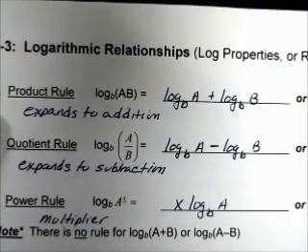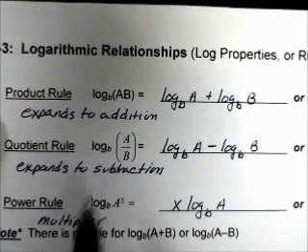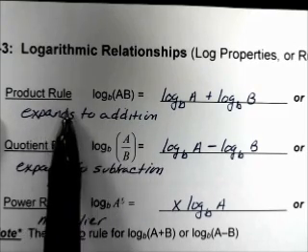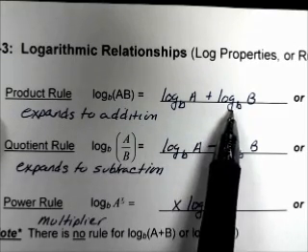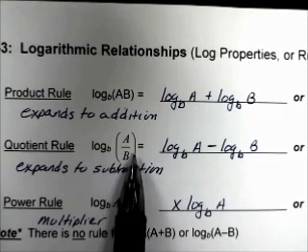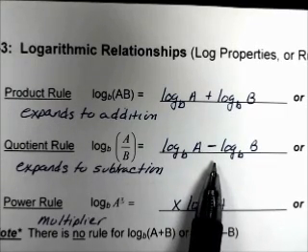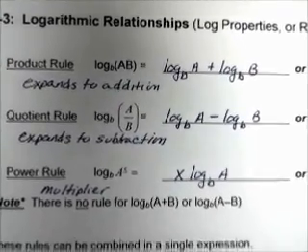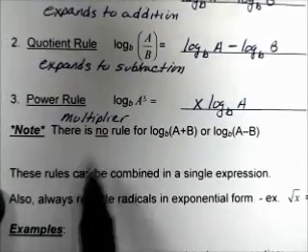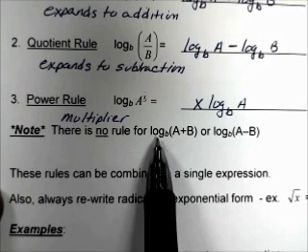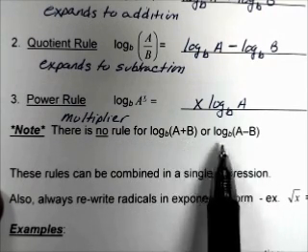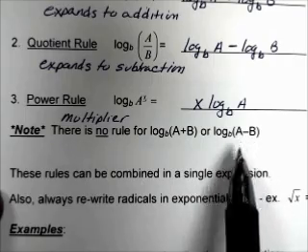Three more things to remember. When you have log of a product, the product rule says we expand to addition. Division expands to subtraction. And a power comes out in front as a multiplier. Note, there is no rule for log base b of a sum, a plus b, or log base b of a difference, a minus b.